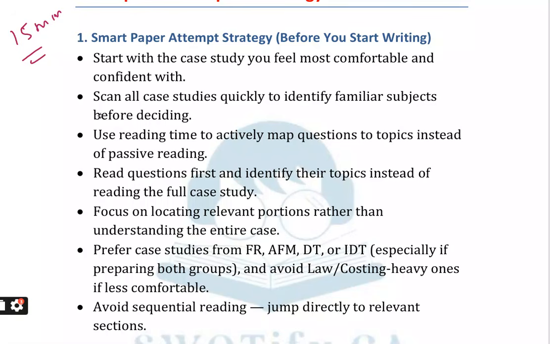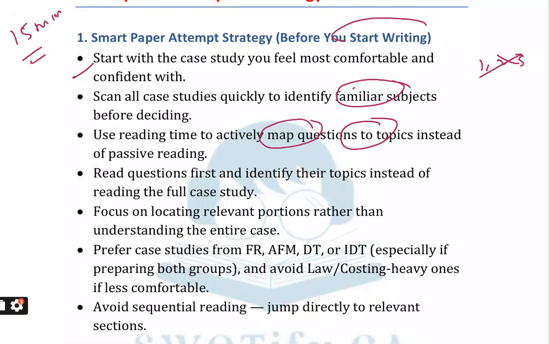Smart paper attempt strategy. This is before you start writing. Start with the case study you feel most comfortable, because don't go in the order of 1, 2, 3. Not required. Choose your case study which you are very much comfortable with. When you are studying the case study, try to identify the familiar subjects, and then actively map the questions related to the topic.